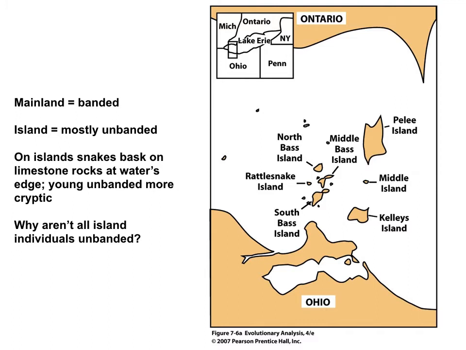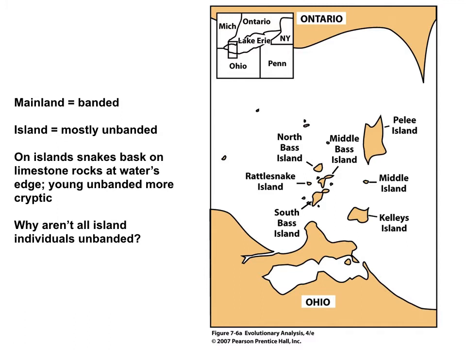And what they noticed was that the islands were made of these limestone rocks. When they would bask on the limestone rocks, especially the young snakes, the banded snakes were, like we said before, much easier to spot, and the predators they assumed would therefore be much more likely to capture those young snakes. That wasn't true on the mainland. The mainland had a different sort of environment where the banding likely helped the snakes be more cryptic.